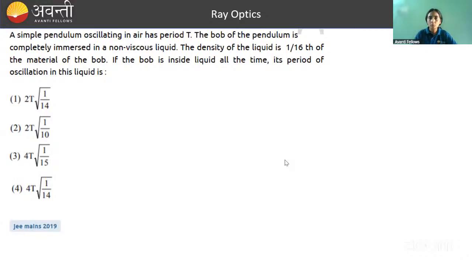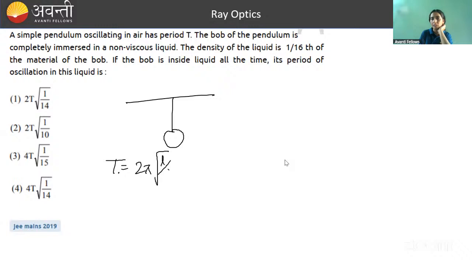ठीक है. So अभी अभी मैंने एक चीज बताया, टाइम पीरियड हम निकालते कैसे हैं. I mean, if there is a pendulum hanging with a string like this, the time period we simply write like 2 pi root under L by G. But this G is basically G effective.